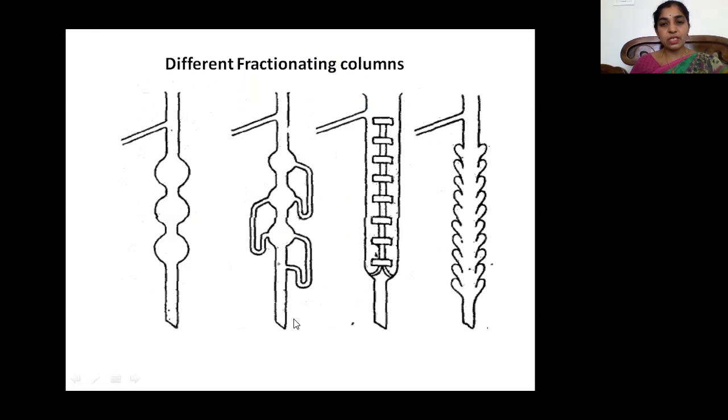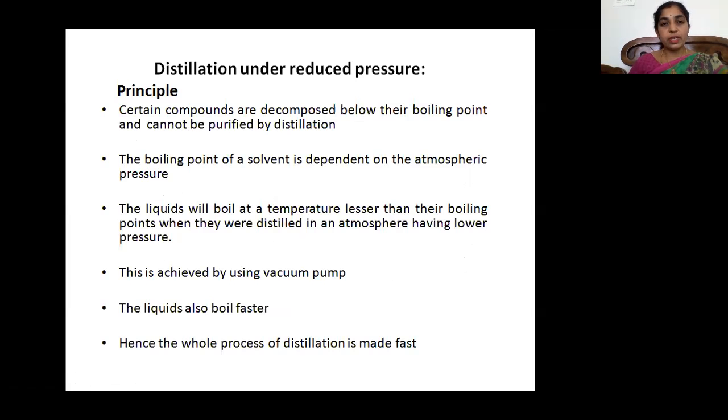So already I have discussed the different types of fractionating columns. Now let us pass on to another method of distillation, that is distillation under reduced pressure. Here the principle is that certain compounds present in the liquid, that is solvents, decompose very much below their boiling point and they cannot be purified by distillation. So in that case, we employ distillation under reduced pressure.